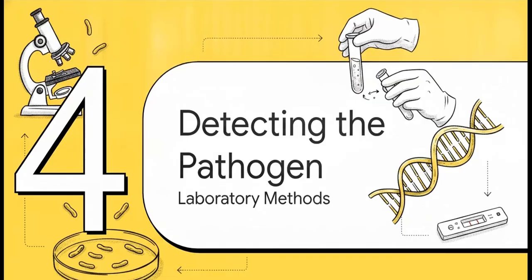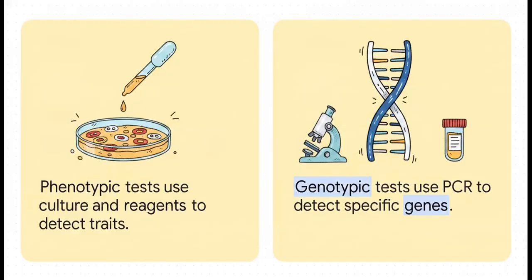Let's pivot to Part 4, detecting the pathogen and laboratory methods. Now that we understand how CRE acquires resistance, how do our laboratories actually detect it to give us actionable data? Standard susceptibility testing will tell you a bug is resistant, sure, but it can't definitively confirm the presence of a carbapenemase enzyme. For that, we rely on two distinct methods.